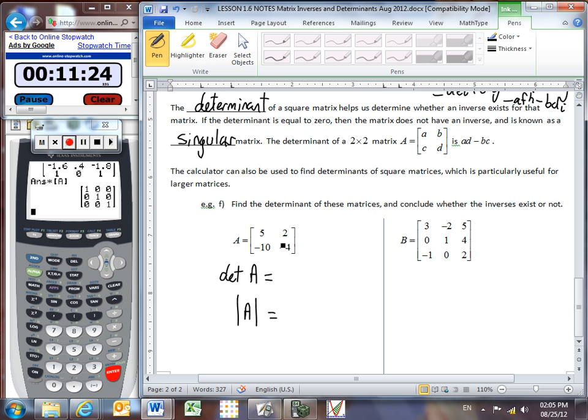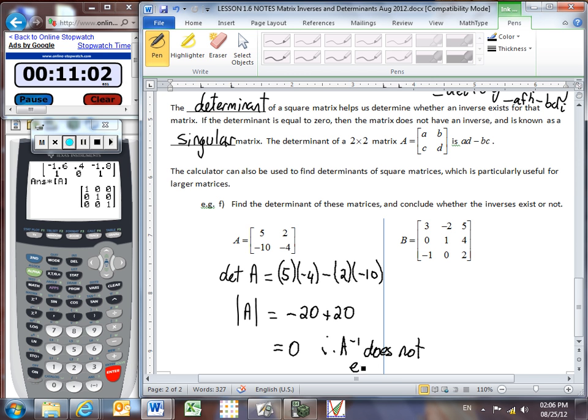So the determinant of A, this is a 2 by 2. Let's do it by hand. 5 times negative 4 minus 2 times negative 10. And that gives us negative 20 plus 20 equals 0. Aha! This must mean that A inverse does not exist because we got a 0 determinant. Or you could say, therefore, A is non-invertible. Or you could say A is singular. So 3 different ways to describe this idea, thanks to our determinant giving us that clue.